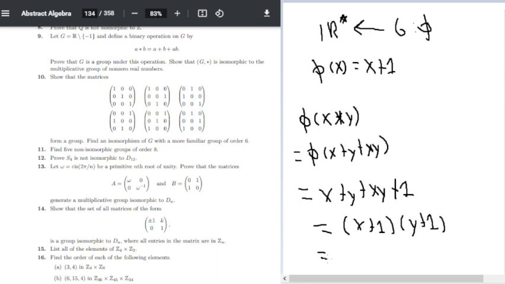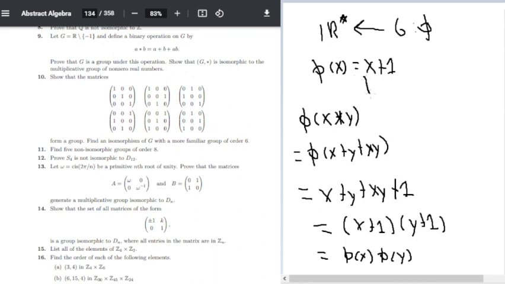Now I'm wondering, is this how we define all groups isomorphic to the real numbers on the real numbers by these types of rigid transformations? Oh, okay, this is funky. Which is equal to phi of x times phi of y.